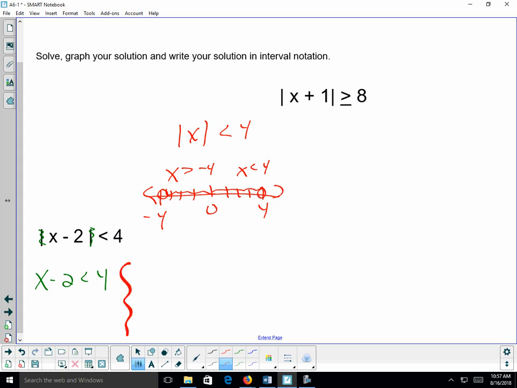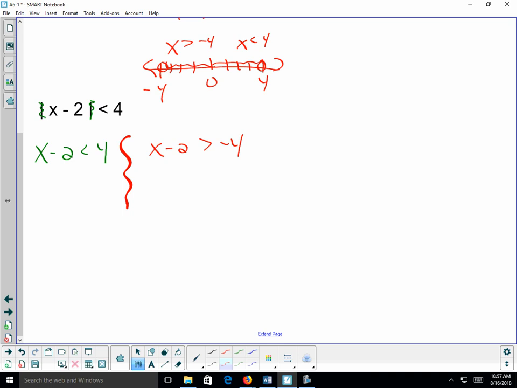When I write the second one, I'm going to still write that x minus 2. I'm not changing anything that's inside the absolute value. I'm going to compare it to negative 4, but remember up here it's going to be greater than negative 4. I solve both of these simultaneously. Add 2, x is less than 6. Add 2, x is greater than negative 2.